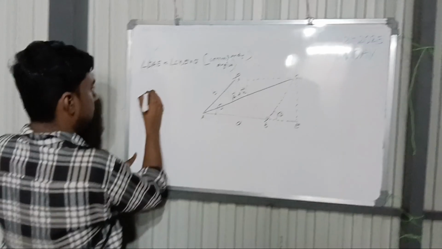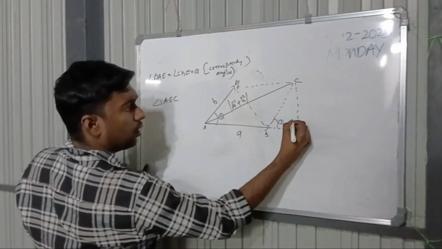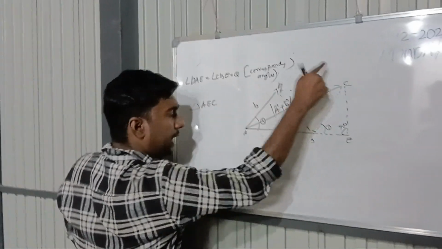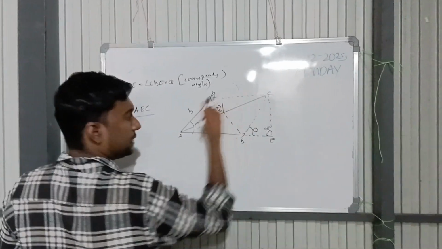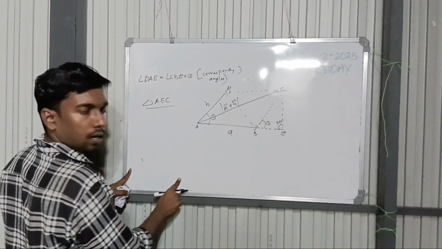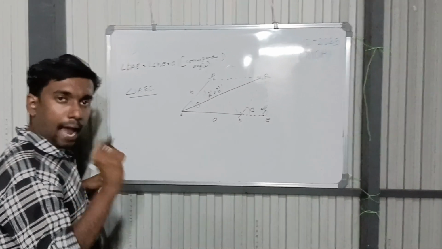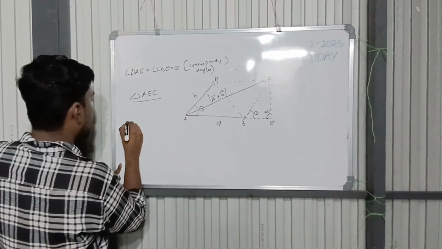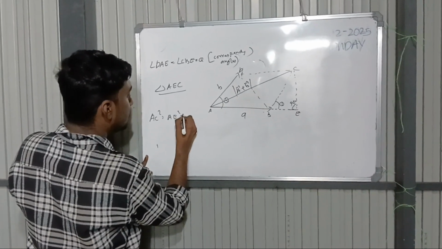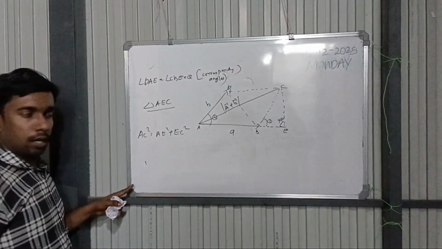Next, I consider triangle AEC. We already know this intersection is 90 degrees, so I consider the triangle AEC. In triangle AEC, AC is the hypotenuse, AE is the base, and EC is the altitude. By the Pythagoras theorem, hypotenuse square is equal to altitude square plus base square. That is, AC square is equal to AE square plus EC square. Any doubt?